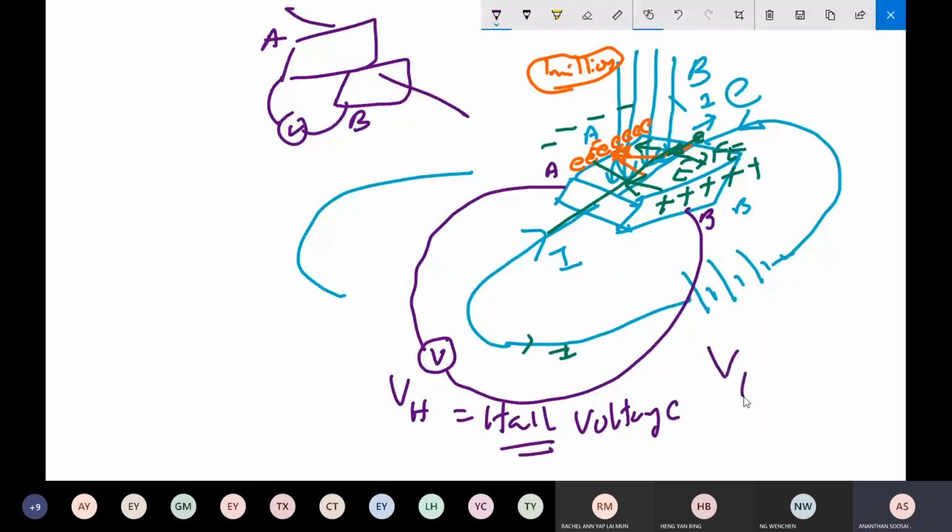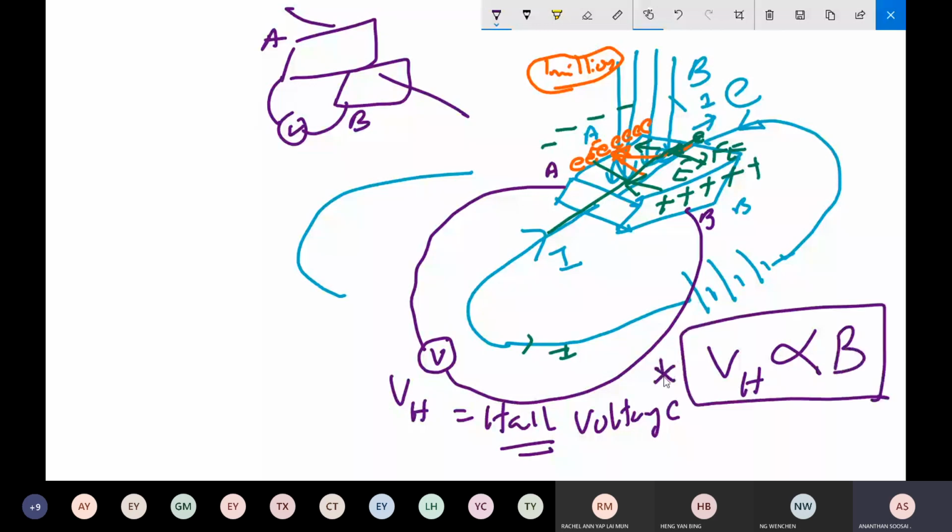This Hall voltage is found to be proportional to the magnetic field strength. This is important. The stronger the magnetic field, the more electrons need to drift to the side, maybe 2 million instead of 1 million, so that they create a much stronger electric field. Then the electric force and magnetic force are equal and the electron goes straight. So a big magnetic field generates a big Hall voltage. Hall voltage is proportional to the magnetic field strength.